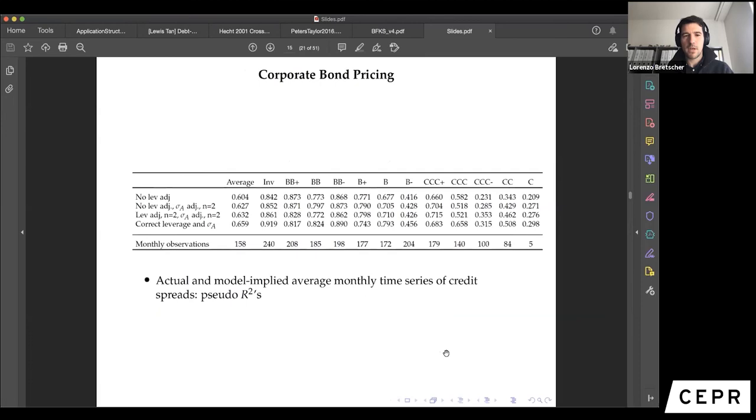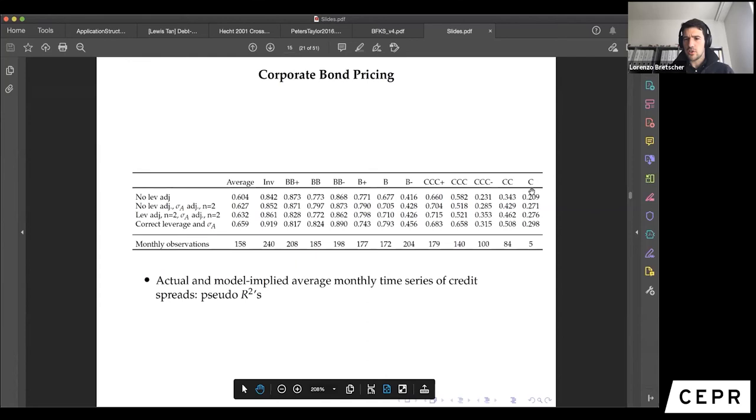These choices of n equal to 2, both for leverage and for asset volatility, are also confirmed from the corporate bond pricing results. What I plot here is the actual and model implied average monthly, so essentially, the pseudo R squares from using the Black-Cox model to derive model implied time series of credit spreads and compare them with the actual spreads observed in the data.